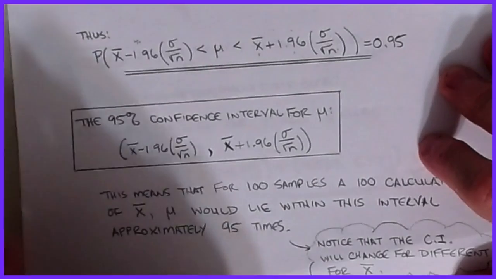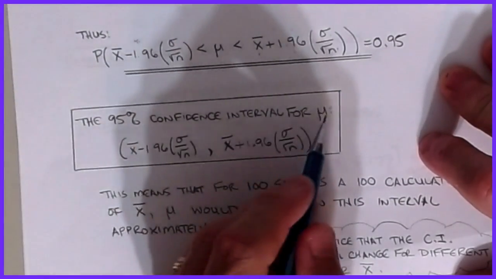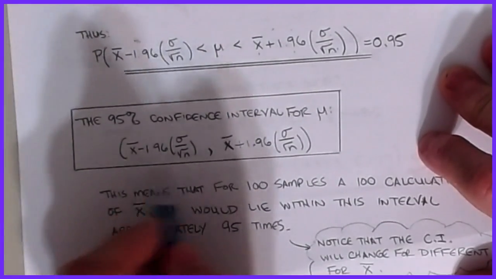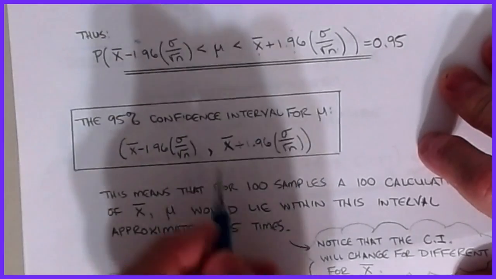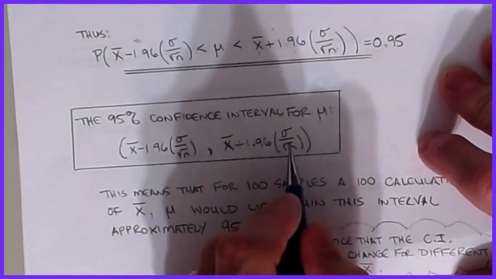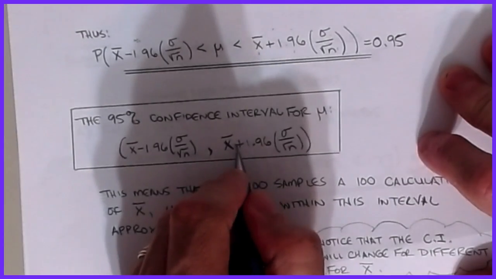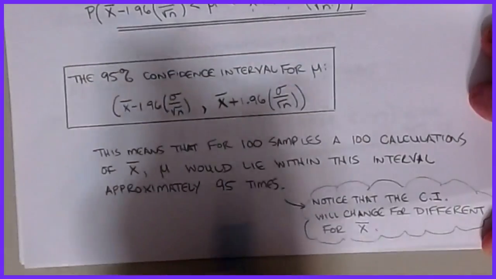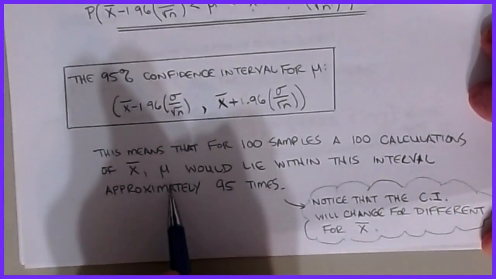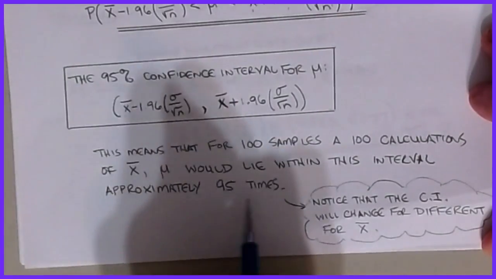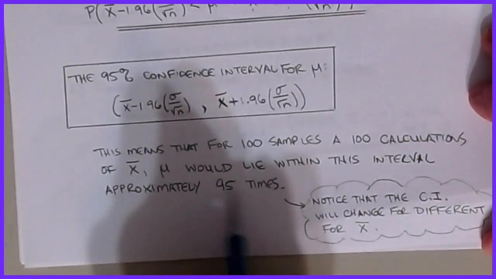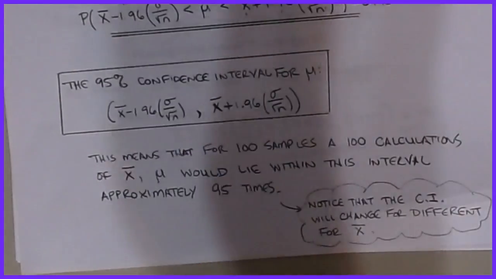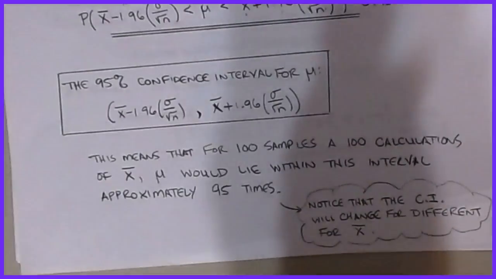So what happens is the 95% confidence interval for mu is written as a pair of numbers, like we talked about. So the lower limit is x bar minus that quantity, and the upper limit is x bar plus that quantity. Okay, and so what that basically means is that for 100 samples and 100 calculations of x bar, my mu would lie within this interval approximately 95 times. And it's not guaranteed to be 95, but that's kind of the level of confidence I would have. I would expect it to fall in there 95-ish times, right?